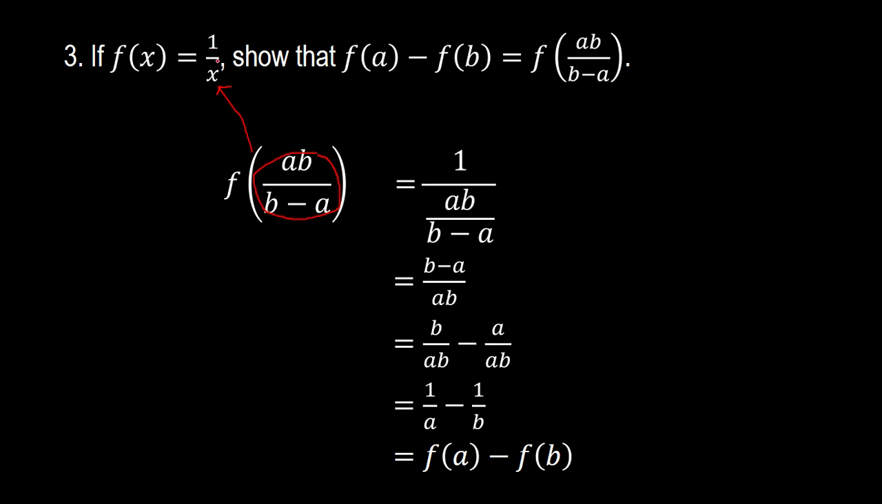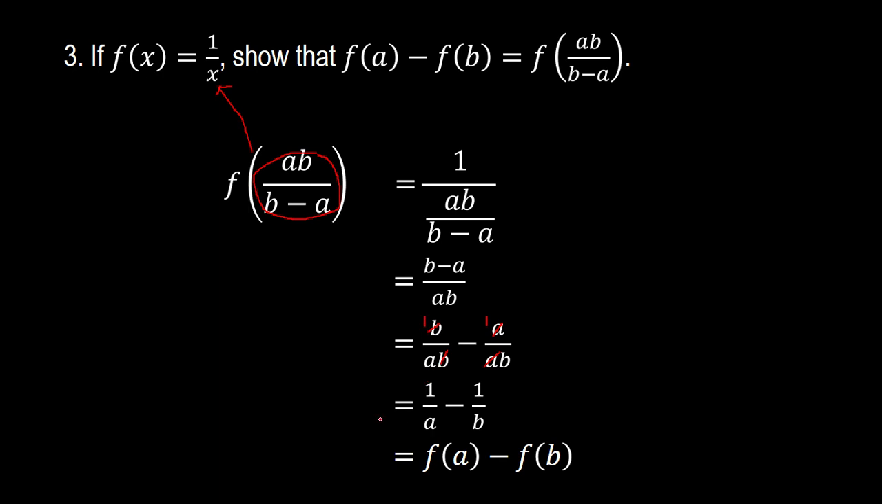Given that we have 1 over x, we'll have 1 over ab over b minus a. As you can see, let's just take the reciprocal of this one, and we'll obtain b minus a all over a times b. Then let's separate this one into fractions. We'll obtain b over a times b minus a over a times b. Then let's simplify. Here we have a common factor of b, and here we have a common factor of a. With that, we'll have 1 over a minus 1 over b.